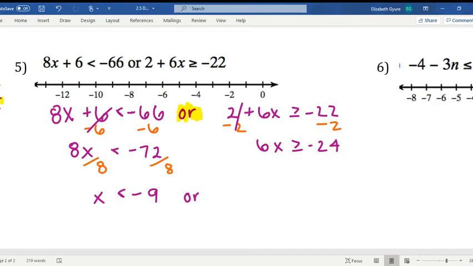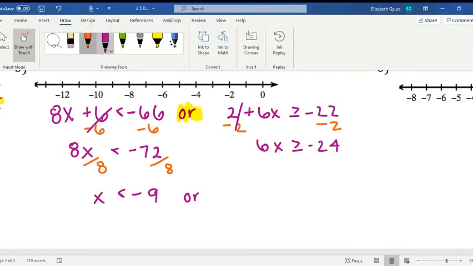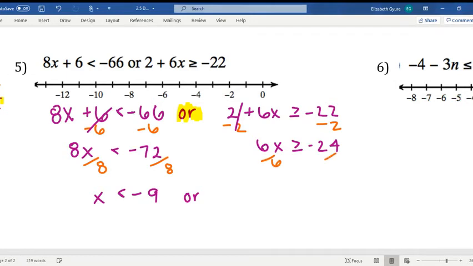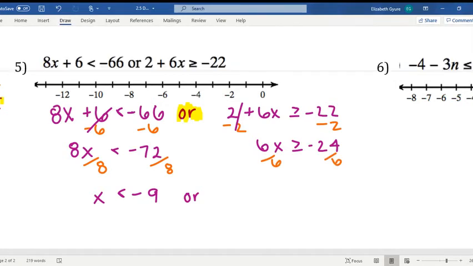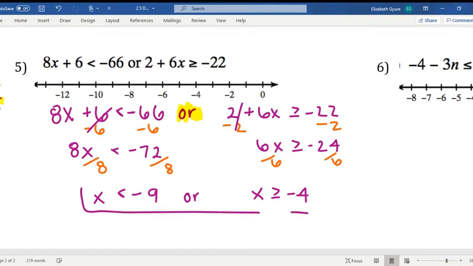All right, so now, what can you do next with your 6? Yeah, very good. We're going to divide it. And then you have x is greater than or equal to, what is negative 24 divided by 6? Negative 4. And then both of these guys with the or in the middle, that is your answer.